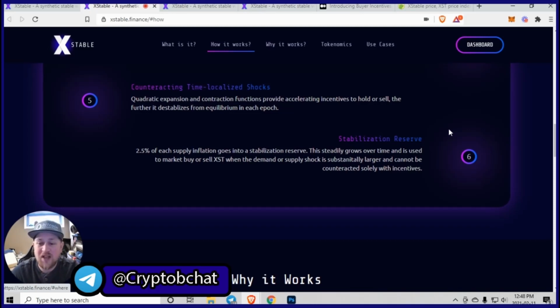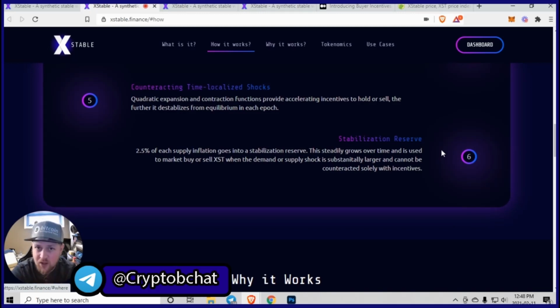We're going to look down now at the stabilization reserve, guys, because this is an important factor. So 2.5% of each supply inflation goes into a stabilization reserve. This steadily grows over time and is used to market buy or sell XST when the demand or supply shock is substantially larger and cannot be countered solely with incentives. So, guys, you want this stabilization reserve, because if they start to see a sell-off, it'll trigger, and automatically that reserve is going to buy the XST in order to keep that price up above a certain level.